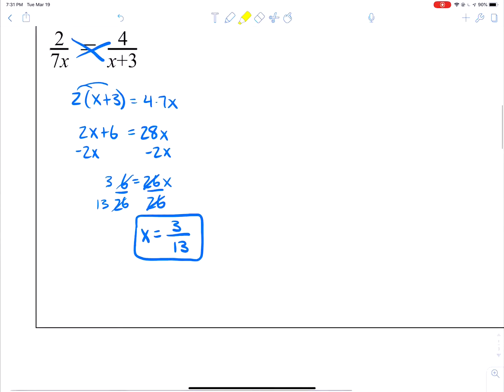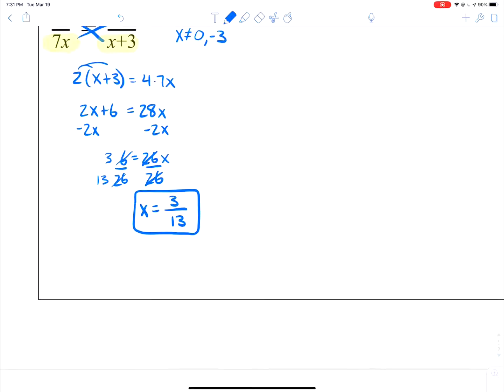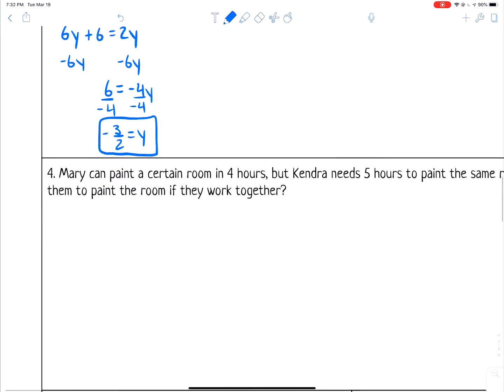Let's look back at number 2 for just a minute. So number 2, I could not have x equals 0, and I could not have x equals negative 3. Those would not have been possible. But since my answer did not contain either one of those, 3 over 13 is our solution for that one.